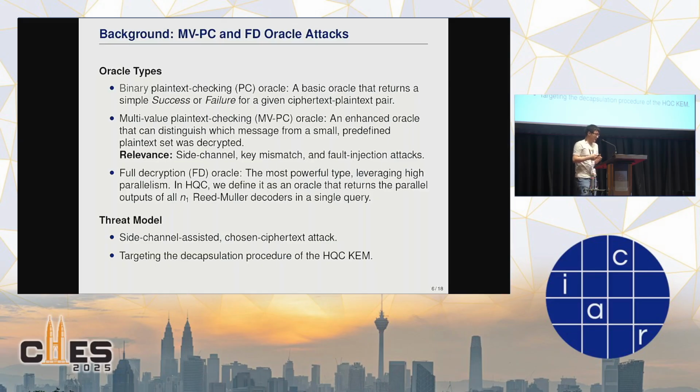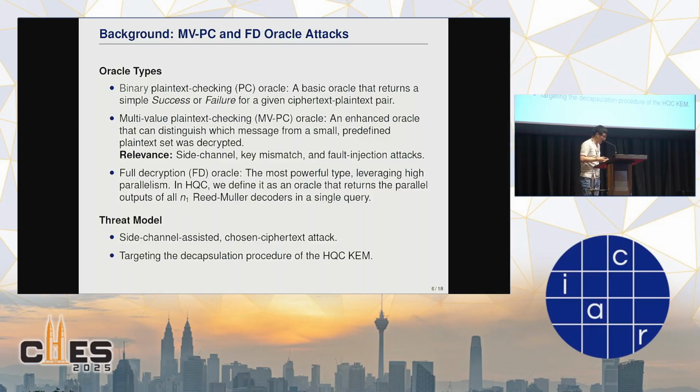Then for MVPC, you have a more enhanced version that can distinguish which message from a small predefined plaintext set was decrypted. Binary is just success and failure, but with multi-value you can decrypt to m0, m1, m2. You have a set, and the oracle tells you which one it is. So you can get more bits of information from this MVPC oracle. It is relevant not only to side-channel attacks, but also to key mismatch attacks and fault injection attacks, because the literature shows that from these attack surfaces we can also build MVPC oracles.